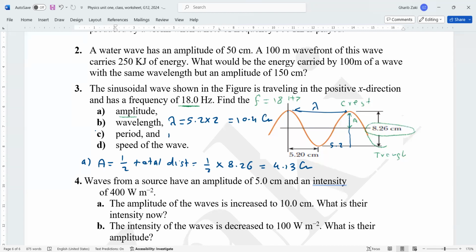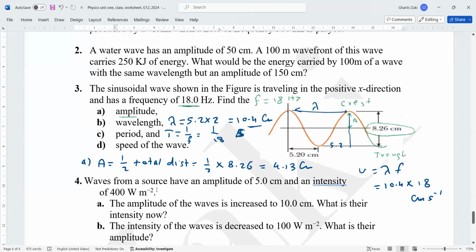The time period depends on the frequency. It is 1 over the frequency, so 1 over 18 seconds. This is the time. We need the speed of the wave. V equals lambda F. If lambda is in centimeter, the velocity will be in centimeters. So we can say 10.4 multiplied by the frequency 18. So the answer will be in centimeter per second.